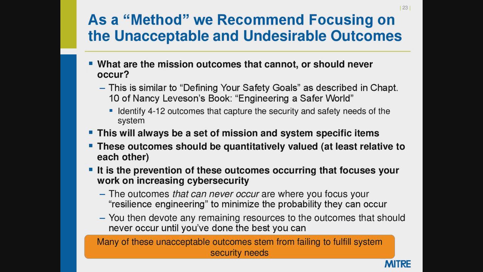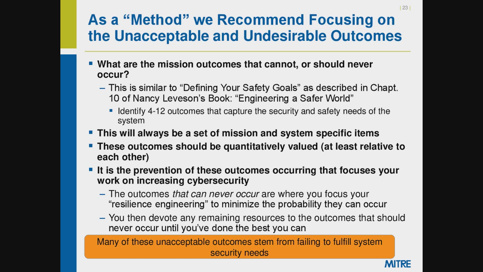The method we recommend is to try and build the impact models focusing on unacceptable and desired outcomes. If any of you are familiar with the book that Nancy Leveson wrote called Engineering a Safer World, her chapter 10 has this concept of defining your safety goal. And we're essentially trying to copy that, except keep in mind that she's focusing on engineering safety, which is primarily about natural hazards, and we're focusing more on cyberspace, where if the attacker can do it, they'll probably want to do that. And so this will always be a set of mission and system specific things.